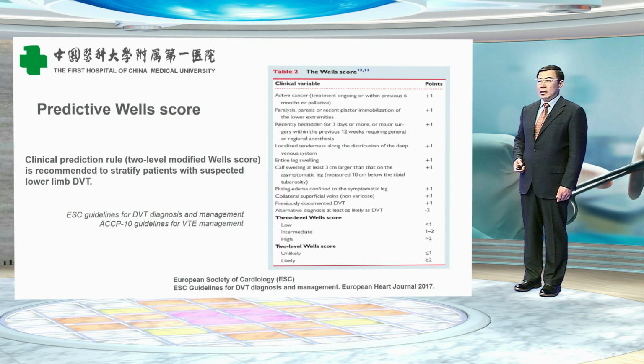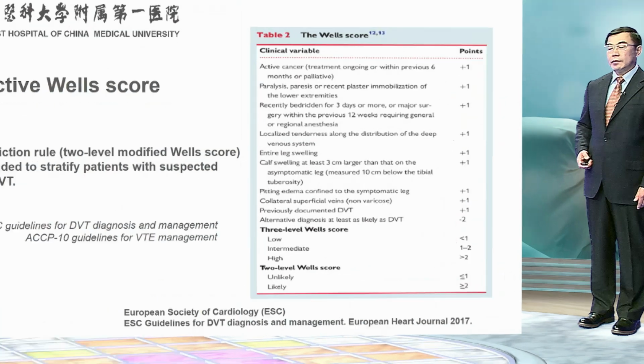You can see the Wells score has different points and calculates the different points. You can stratify the patients into higher suspicion and unlikely.